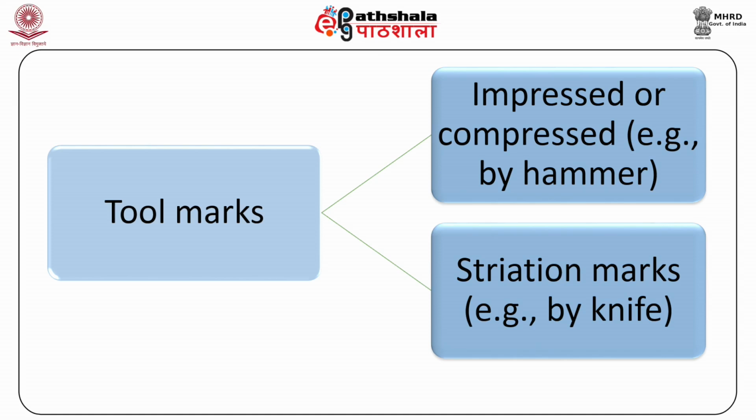Striated tool marks are produced when a tool is placed against an object softer than itself, and with pressure applied, the tool is moved across the object, producing a scrape. The parallel surface irregularities produced by this scraping action are known as striated tool marks. These are also referred to as friction marks, abrasion marks, and scratch marks. Some tool marks are a combination of both features.